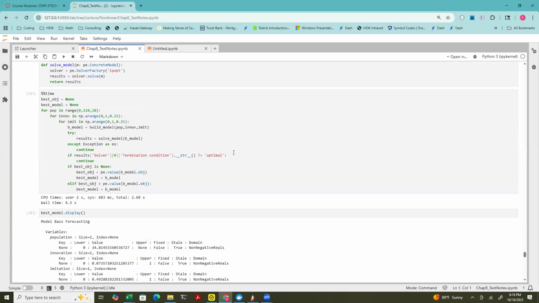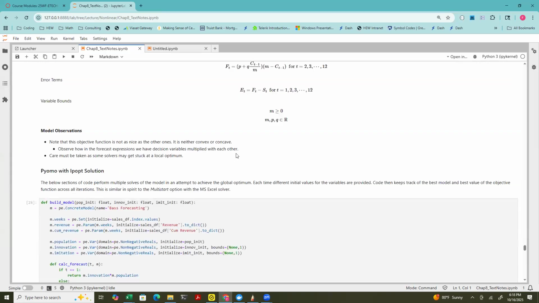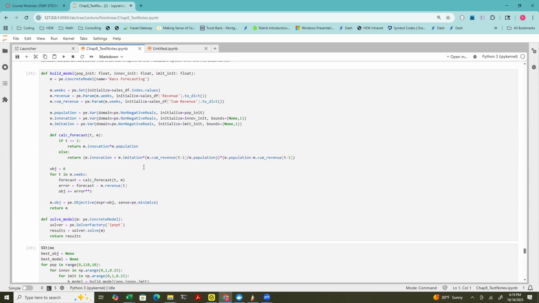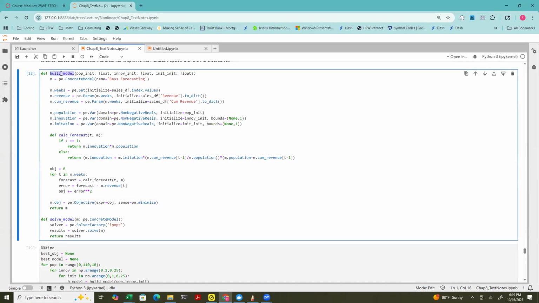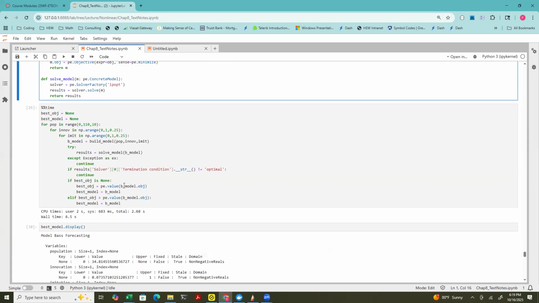In the Python space, I do something similar to that here. Notice there's a little bit more code. I basically built out the idea of defining the model and solving the model as two different functions. So what I'm doing through here is kind of like a search type issue, the multi-start in Excel.